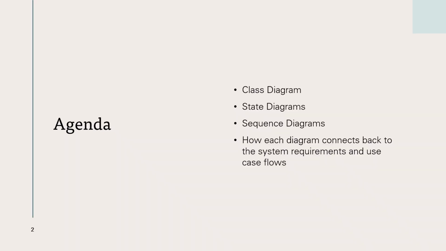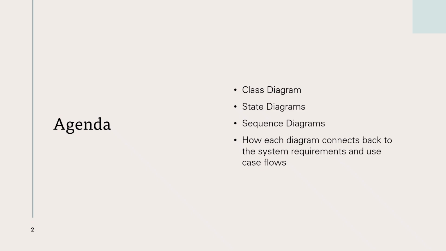Here is the agenda for my presentation. I will start with the class diagram, which will show the core structure of the system, all the main classes, their attributes, and the relationships between them. Next, I will cover the 3 state diagrams, and each diagram will show how one object moves through different states depending on the actions taken by the user or by the system.